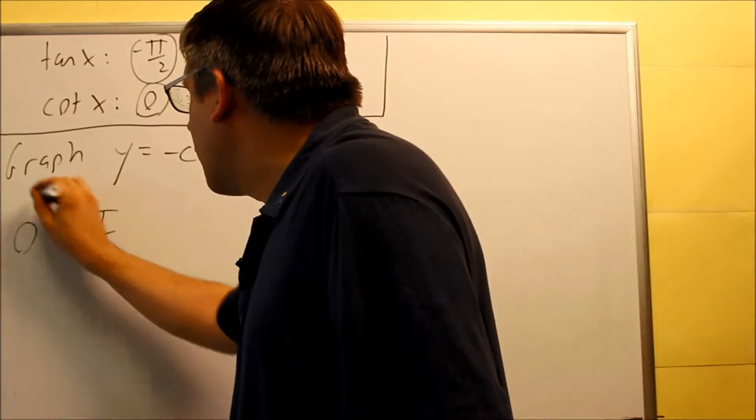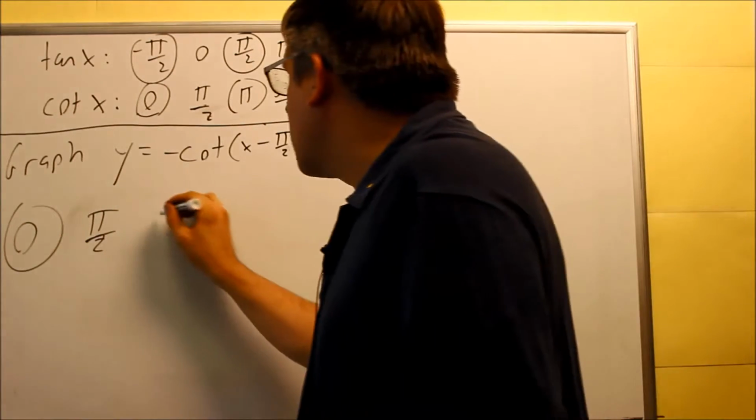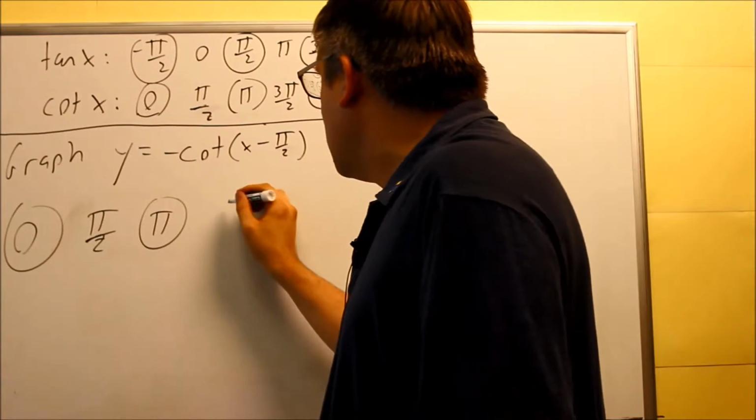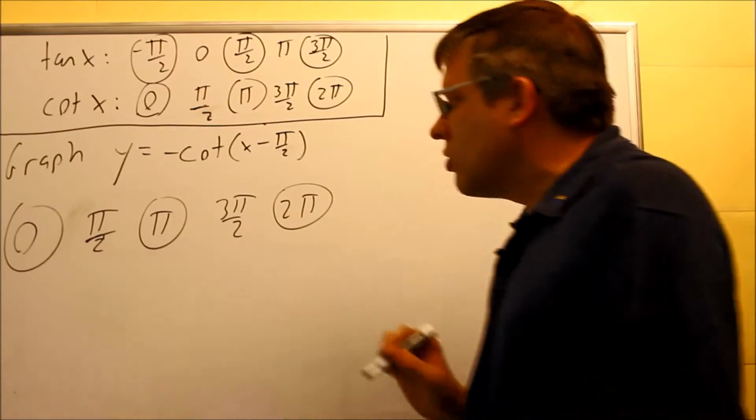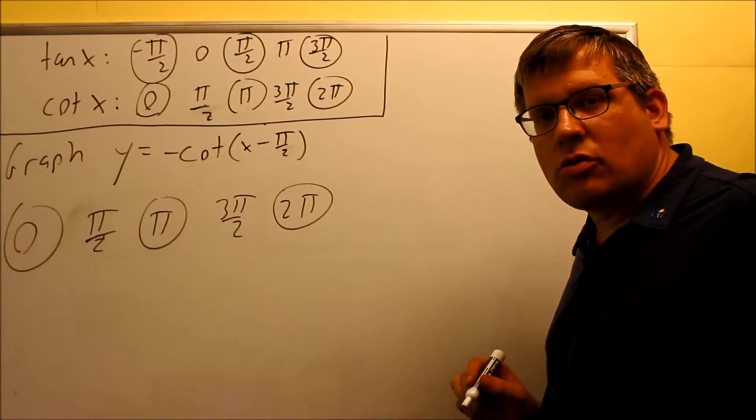Okay, so I have that one. The first one, 0, is circled. Pi over 2, then pi, that's circled. 3 pi over 2, and 2 pi. These are all my original key points that I have for my cotangent graph.